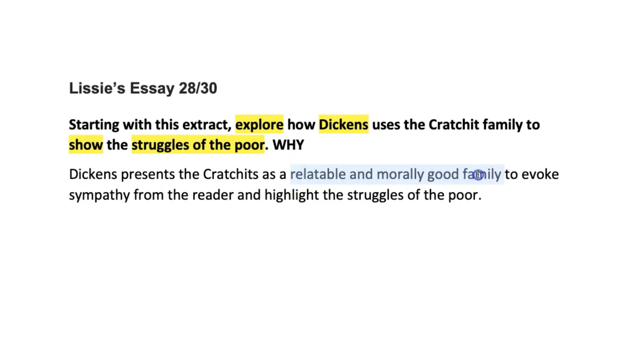So the relatable and morally good family is really 1 point, and the sympathy from the reader highlighting the struggles of the poor is also another point, because highlighting the struggles is what gets the sympathy. So it's only a 2-part thesis, and the bit that's missing is why does Dickens do that? What is his reason for getting sympathy from the reader? What does he want the reader to think or feel or do after finishing the novel? That's the key to the why, and the 3rd part of your thesis.